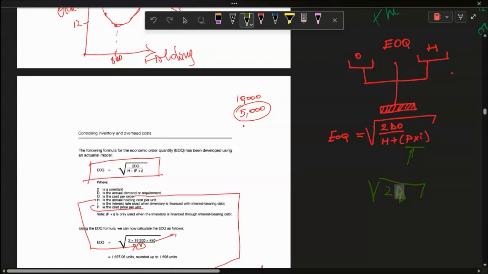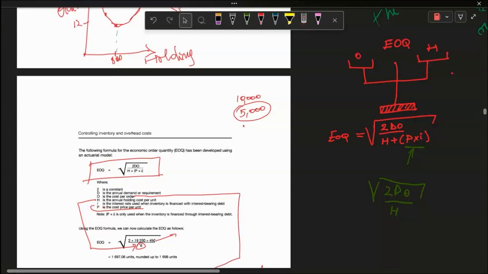2DO, sorry, my bad there. 2 to the O. O is the ordering cost. Remember, O is the ordering cost. D is the annual demand or requirement. How much is the annual demand for the product? So 2 multiplied by DO and divided by H, which is the holding cost.